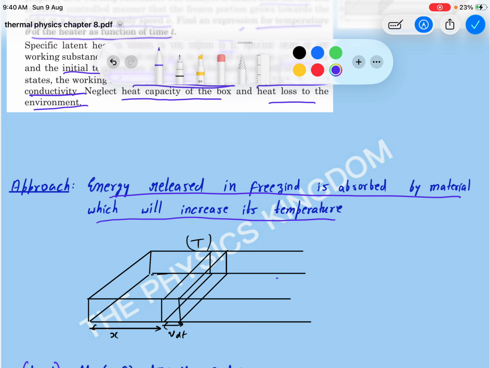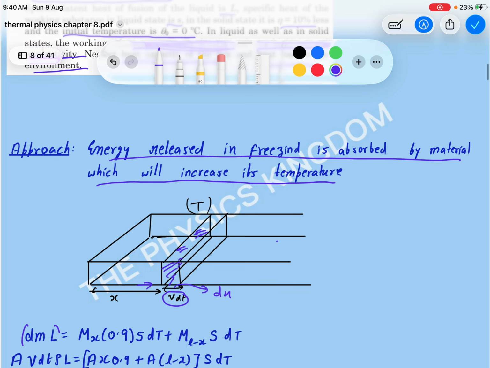Now, velocity they are saying it is uniform, right? So, where the freezing is happening, in any time dt, so v dt, so this length dx, right? So, this much is becoming solid, right? So heat released for this portion is dm into L. Okay, so this heat will be taken up by solid portion and some heat will be taken by liquid portion.